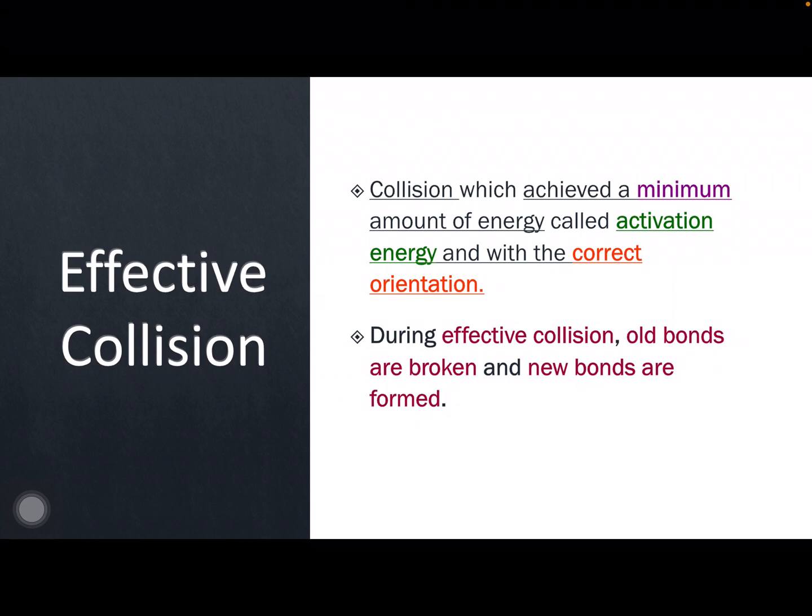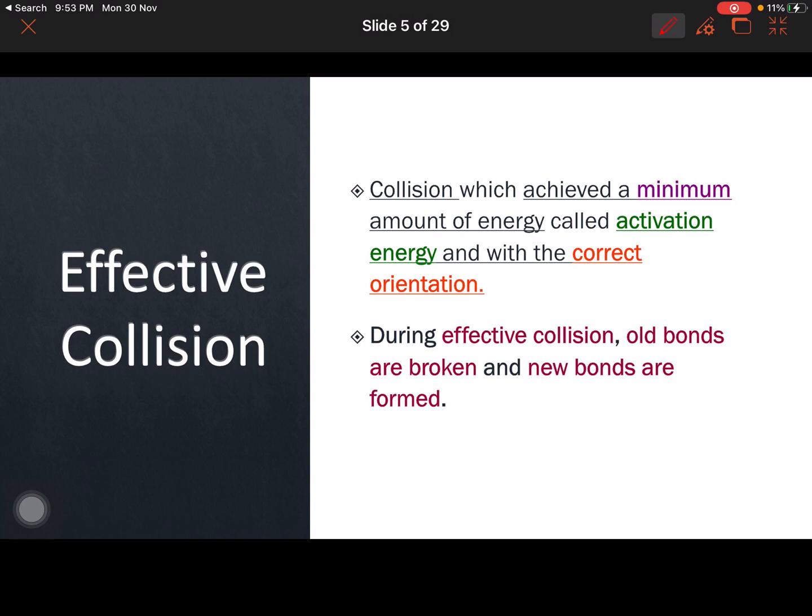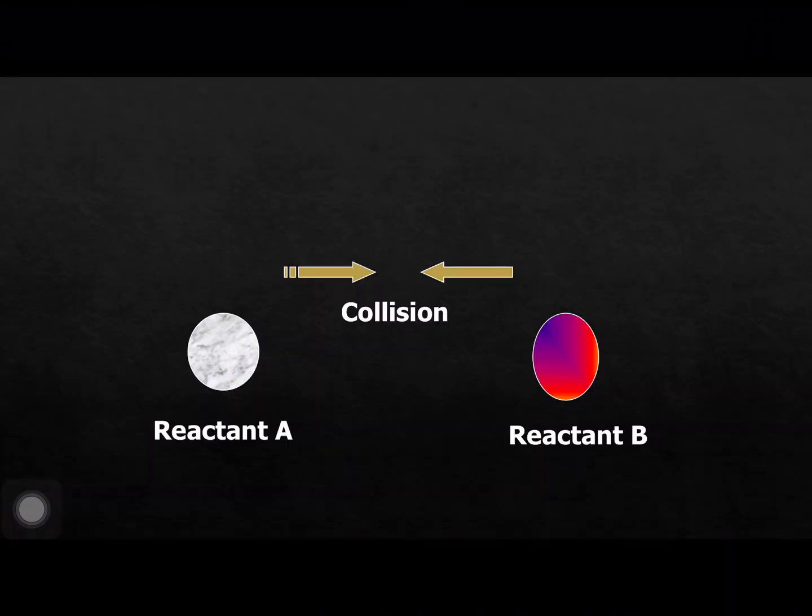Okay, lagi sekali kita ulang apa tu effective collision. Is the collision which has already achieved a minimum amount of energy. This is the first condition. And condition number 2, at the correct orientation. Okay, syarat yang kedua. Okay, so during this effective collision, all bonds are broken and new bonds will be formed.